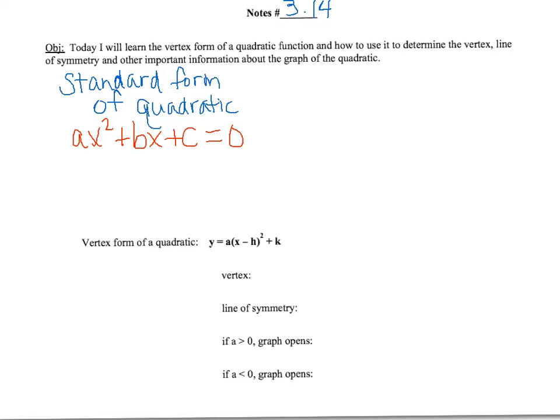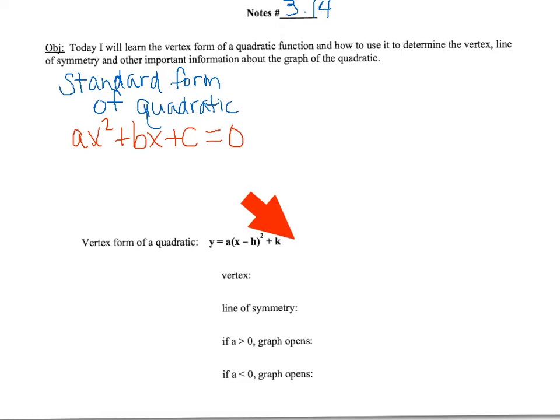But if you'll remember way back when we first started talking about the parent functions, and we talked about the parent function of a quadratic, it looked something like this. This form right here. This is called the vertex form of a quadratic.